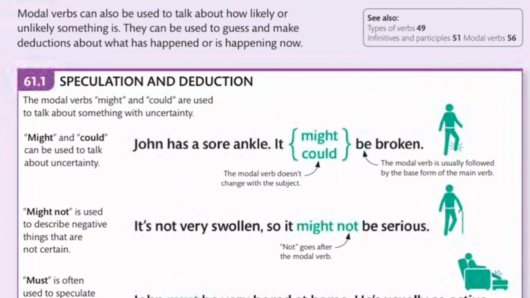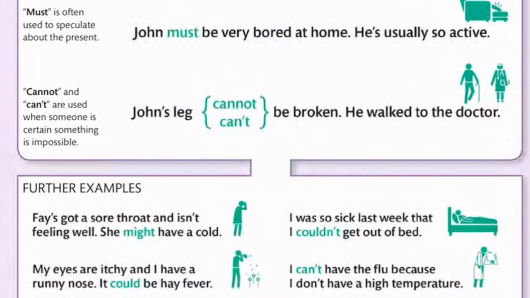Might not is used to describe negative things that are not certain. It is not very swollen, so it might not be serious. Must is often used to speculate about the present. John must be very bored at home. He is usually so active.